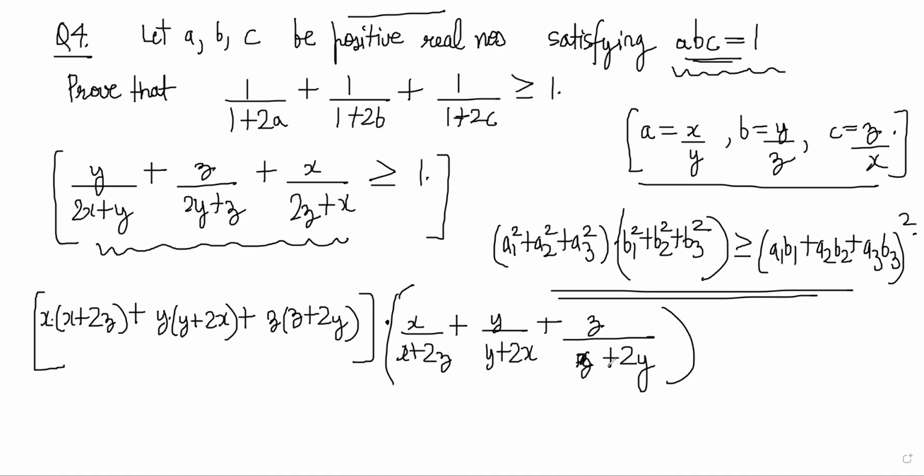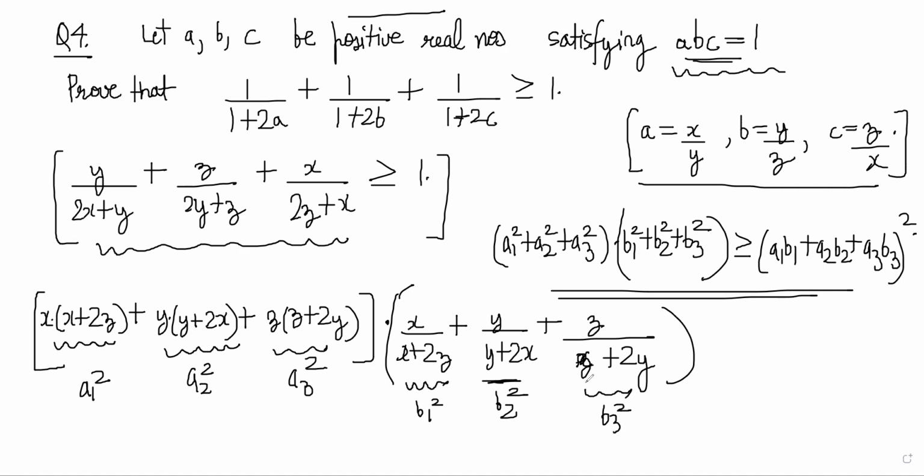Think about it. I want to do Cauchy inequality where this is my a1² and this is my b1². This is my a2² and this becomes my b2², and this is my a3² and this is my b3². Now you can see the pattern here. You have a1² + a2² + a3² multiplied by b1² + b2² + b3² should be greater than or equal to what we will get inside the bracket.